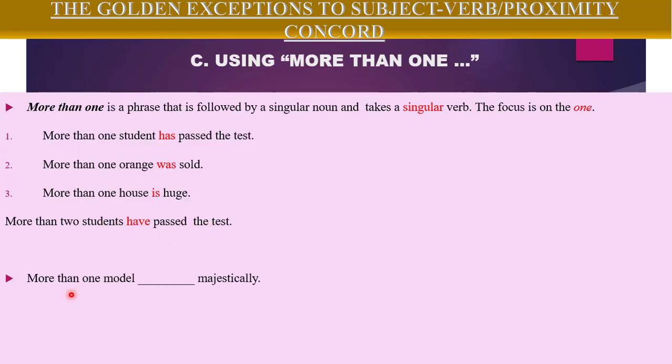Now answer this question. More than one model, and you have the options walk or walks majestically. What is your answer? The correct response should be walks because more than one, we are focusing on the one. So one model walks majestically. More than one model walks majestically. Remember, this is grammar and therefore the rules must be applied whether the sentence sounds correct or wrong.